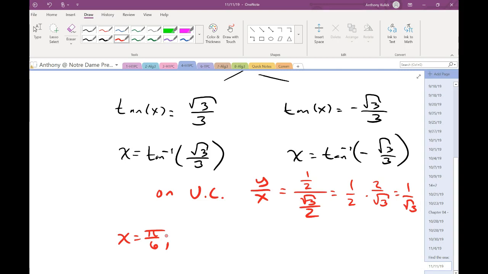I also get that same thing happening at 7 pi over 6. And then over here I have that same thing happening at 5 pi over 6, and also at 11 pi over 6. Ben?